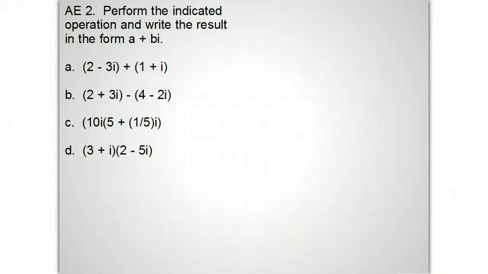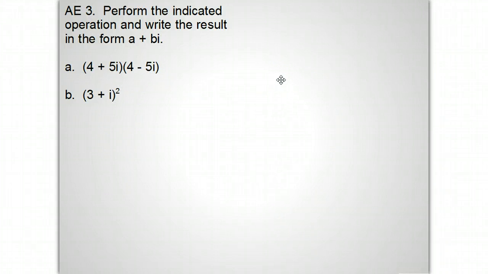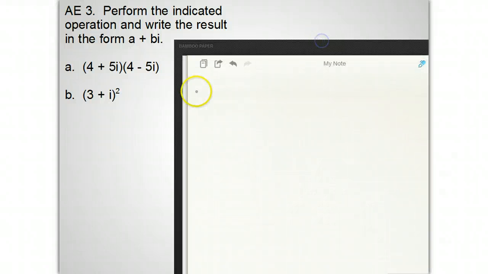We're going to look at some special products here now. Again, 4 plus 5i, 4 minus 5i. I'm hoping if you looked at that, you'd say, well, those are the same two terms, sum and difference. So when you multiply those together, it's a difference of two squares. If you didn't recognize that, then hopefully you do now as that reminder. So on part A, we don't really have to do the FOIL.